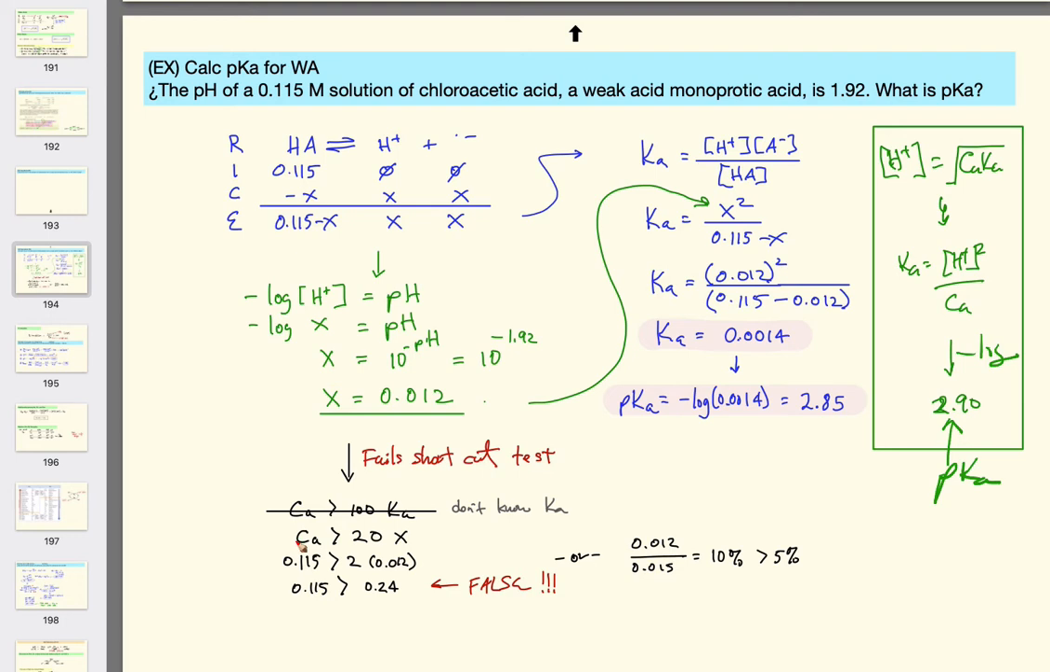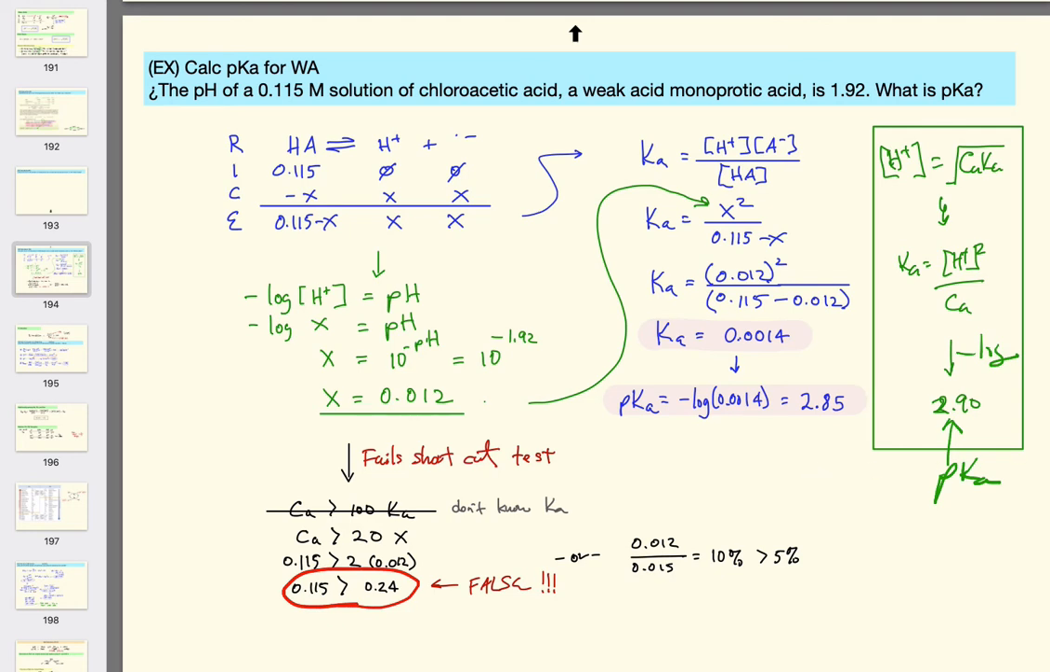So Ca is going to have to be much greater than 20 times that for our assumption to be true, or else this is too large. And you can see that it fails the test. In other words, this X value is large enough that it can't be ignored. You have to do the quadratic. Or do you have to do the quadratic?